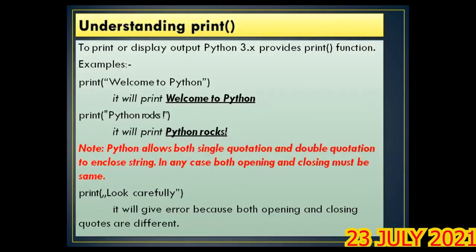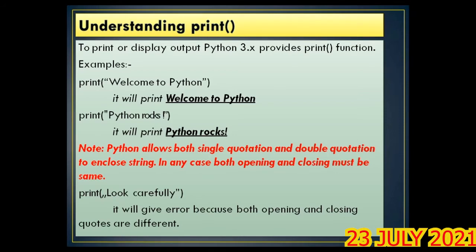Now to print or display output, Python provides the print function. The syntax is print, and whatever you give inside the brackets within quotes, it will print it. If you don't use print, then the value will be printed. Welcome to Python is printed there. Python rocks is printed there.